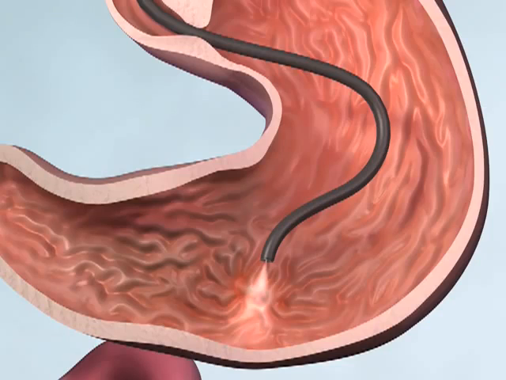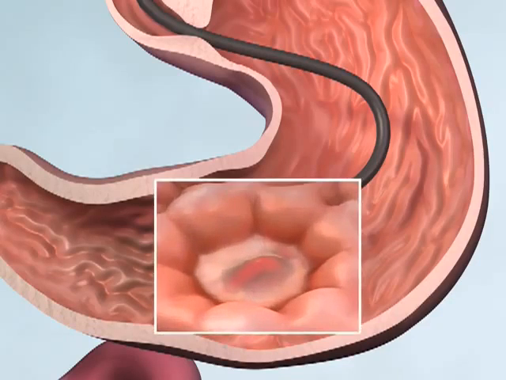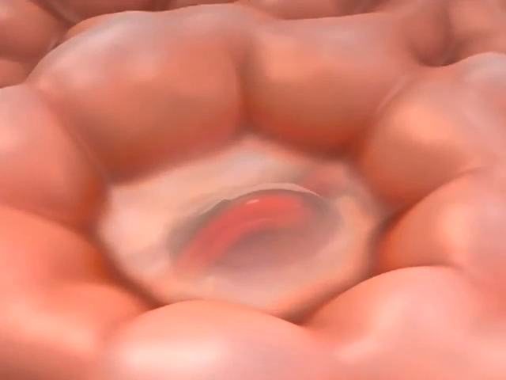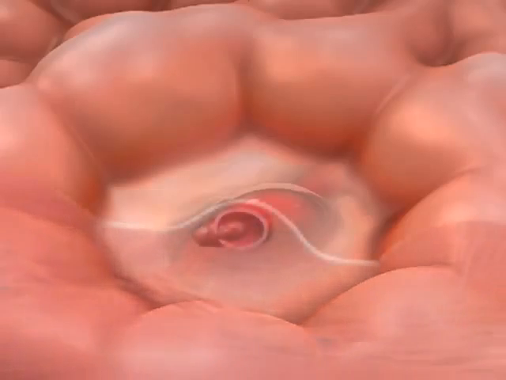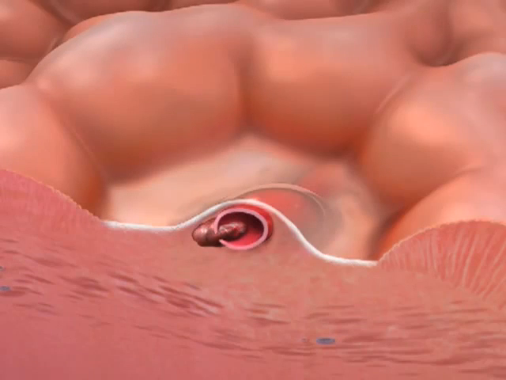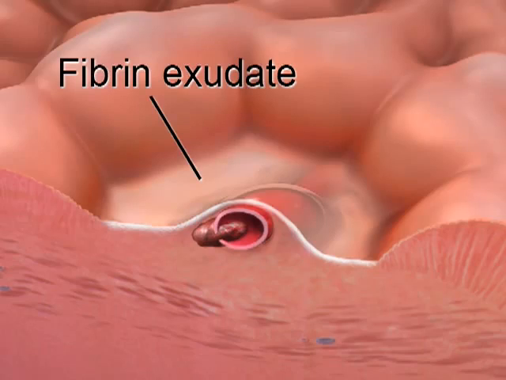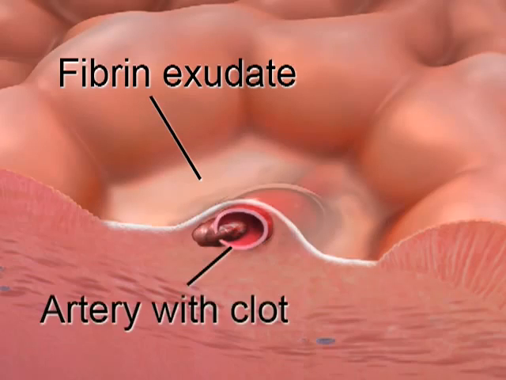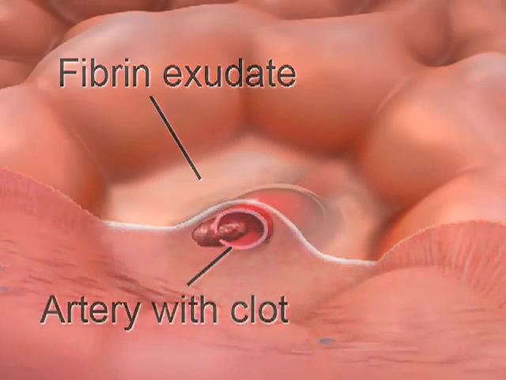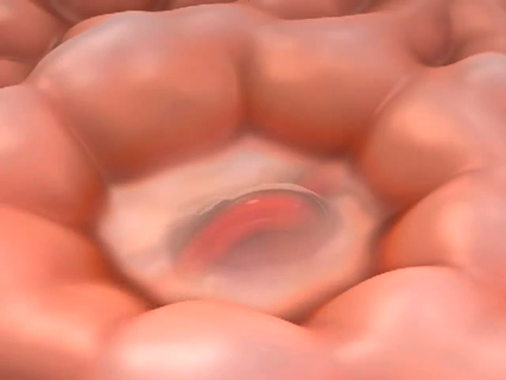The peptic ulcer, in this example, has eroded through the mucosa and submucosa into an underlying artery that produces the bleeding. The ulcer base is covered by a fibrin exudate. The non-bleeding visible vessel, composed of the artery and clot plugging the defect in the side wall of the artery, appears as a nipple-like protuberance in the ulcer base.